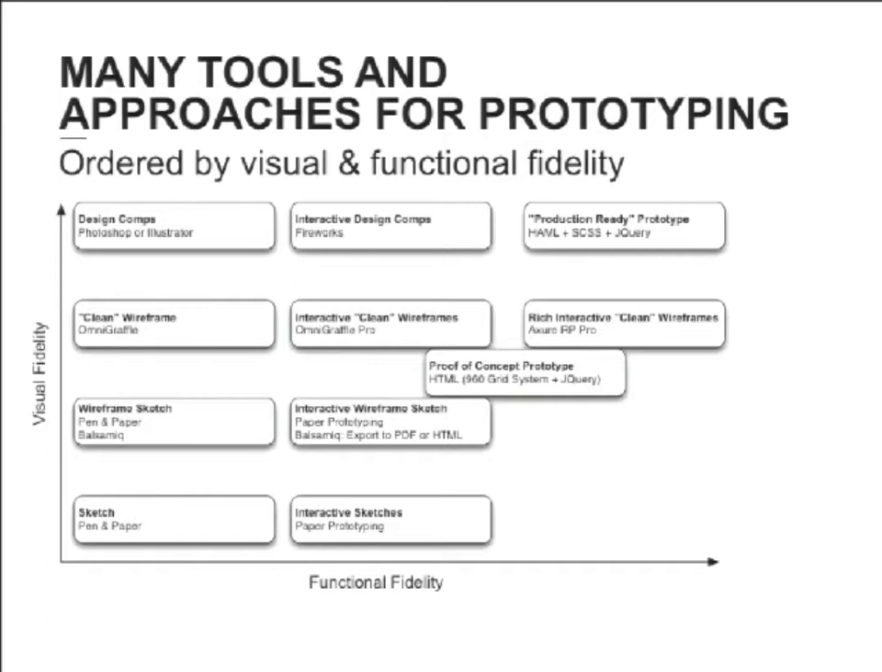And the most basic tool on the very lower left is a sketch, a pen and paper sketch. And then if you go up in the vertical, at the very top left, you have Photoshop mockups. So they have a very high visual fidelity. And at the very top right, this is almost where it's not a prototype anymore. That's actually the real thing. That is the working code, the working product. So it behaves and looks very closely or exactly like the real thing. So there are all these tools for prototyping.